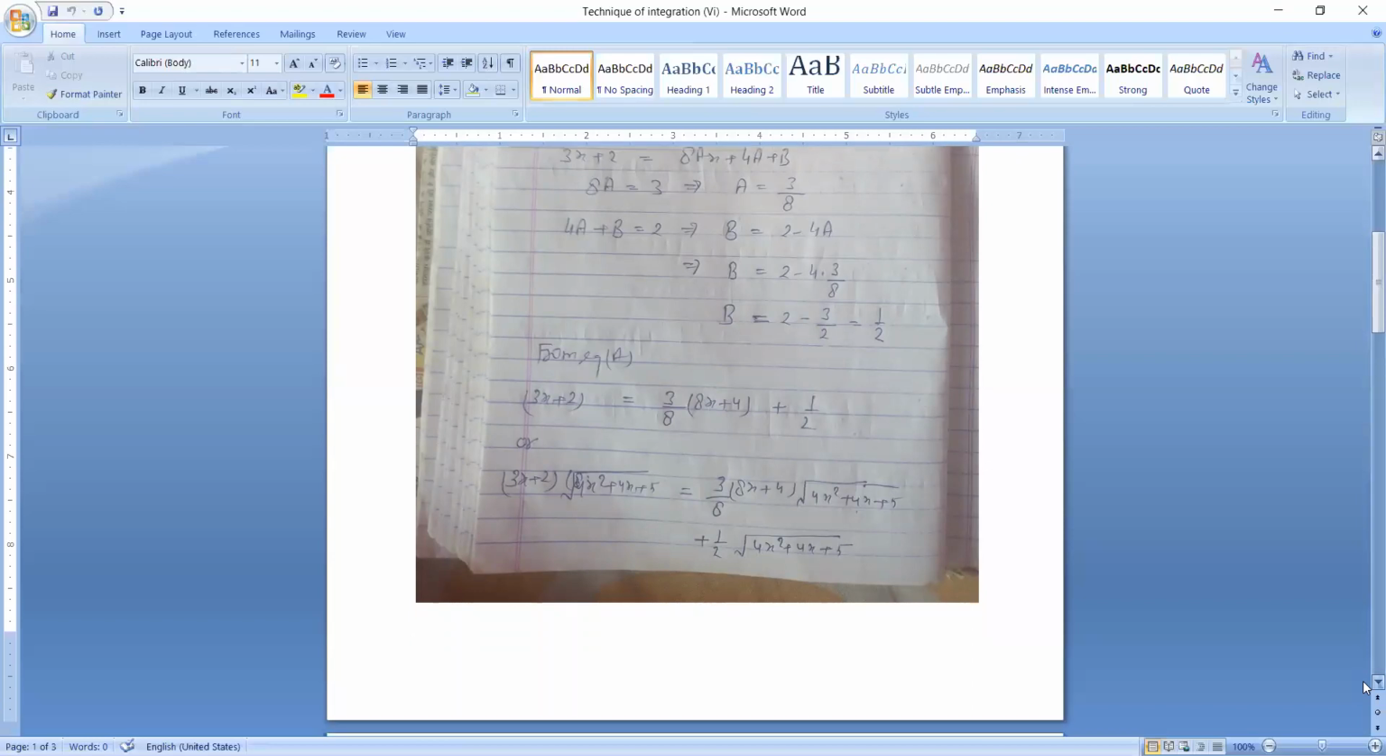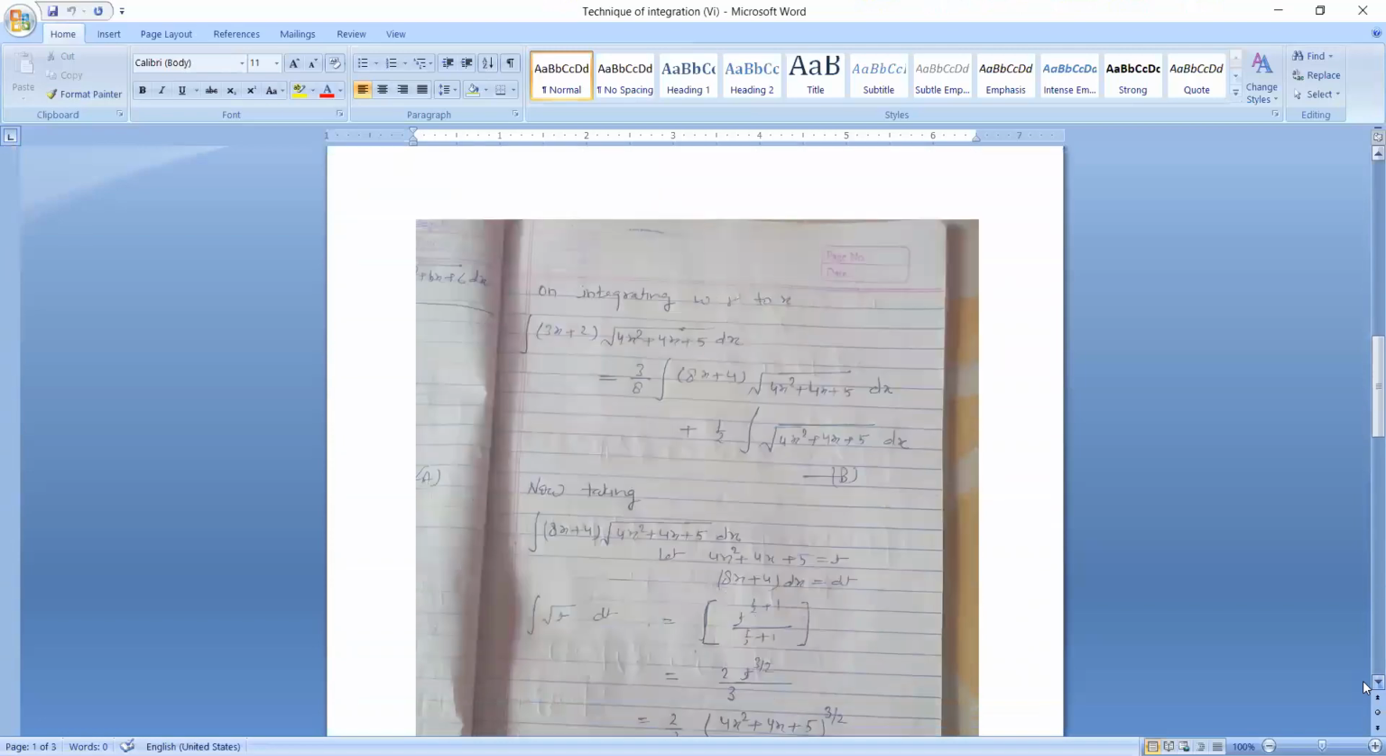Now from equation a, put the values of a and b. So 3x + 2 = 3/8 (8x + 4) + 1/2. Dividing by the root of 4x² + 4x + 5, we get (3x + 2)/√(4x² + 4x + 5) = 3/8 (8x + 4)/√(4x² + 4x + 5) + 1/2 · 1/√(4x² + 4x + 5). On integrating with respect to x, integral (3x + 2)/√(4x² + 4x + 5) dx = 3/8 integral (8x + 4)/√(4x² + 4x + 5) dx + 1/2 integral 1/√(4x² + 4x + 5) dx. This is equation b.